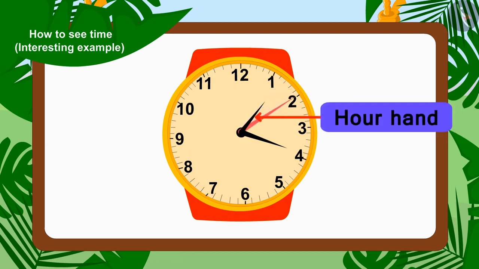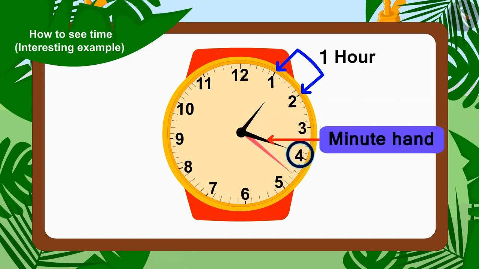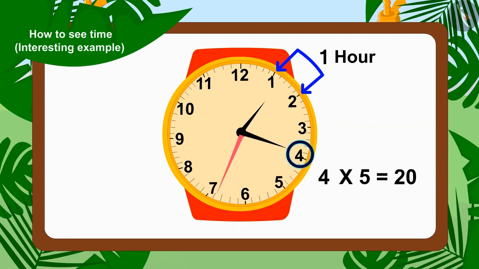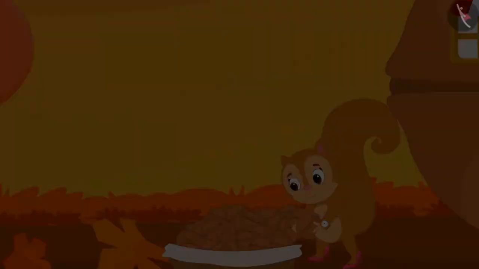In Chanda's watch, the hour needle is between 1 and 2. So, it's 1 hour. And the minute needle is on number 4. So, how many minutes does that make? Yes, 4 times 5 or 20 minutes. In this way, the time in Chanda's watch is 1 hour 20 minutes.